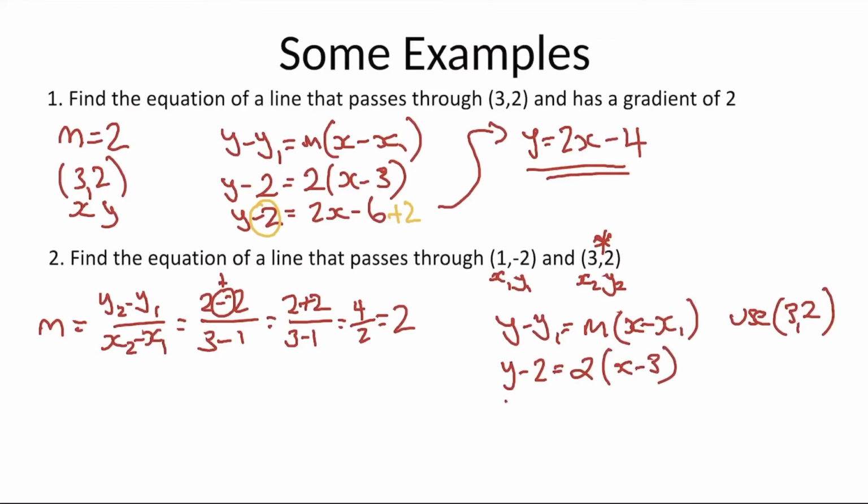Okay, y minus 2 equals, now expand the bracket, 2 times x is 2x, minus 2 times 3, which is 6. Okay, now we have to get rid of that negative 2, so that becomes a plus 2. So the equation is y equals 2x, negative 6 plus 2 is minus 4. Oh, would you believe that is exactly the same? I did not pick that up. That was luck, by the way.